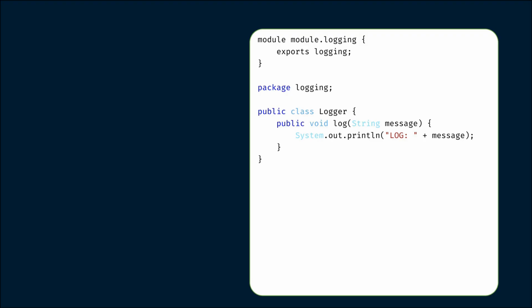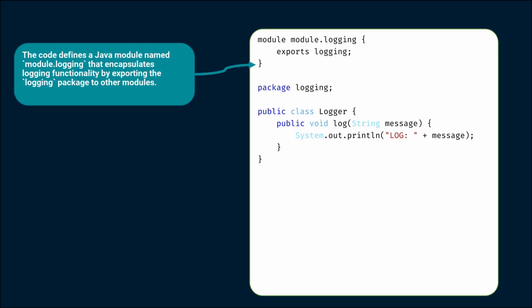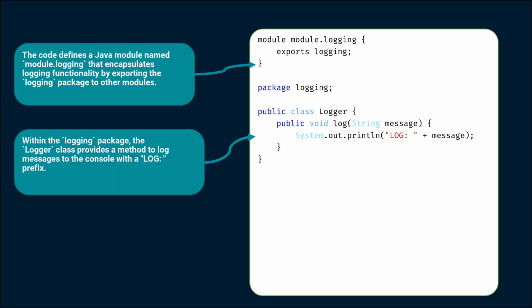Now let's implement a simple logging module to better understand how modularization in JPMS promotes clean and maintainable architecture. First, we define our module with a descriptor that specifies the module's name as module.logging and indicates that it exports the logging package.